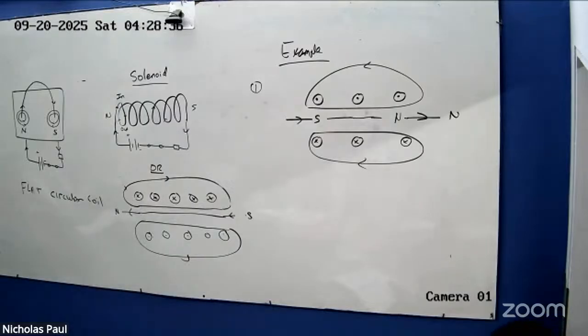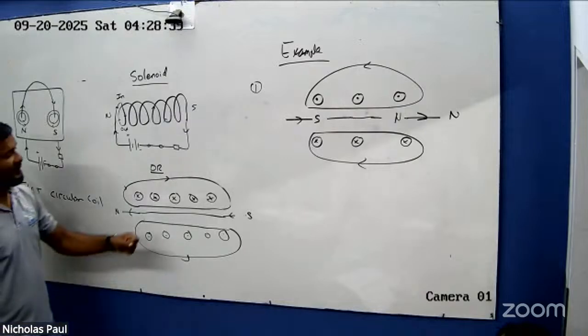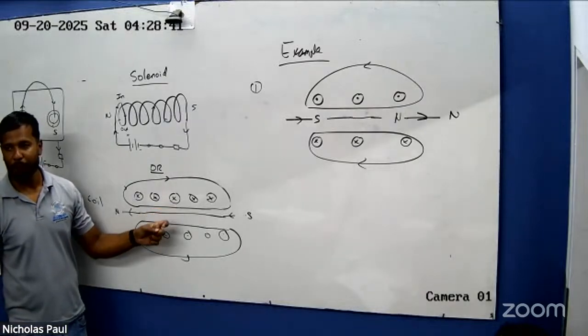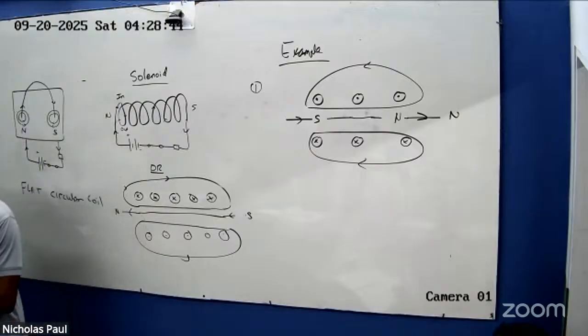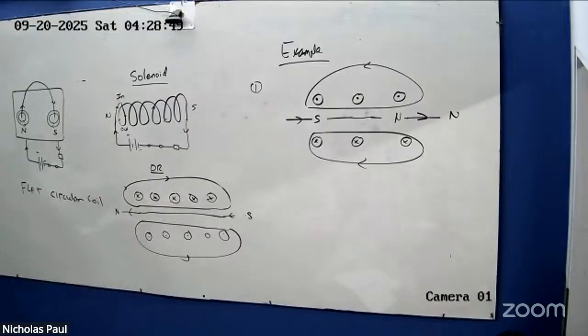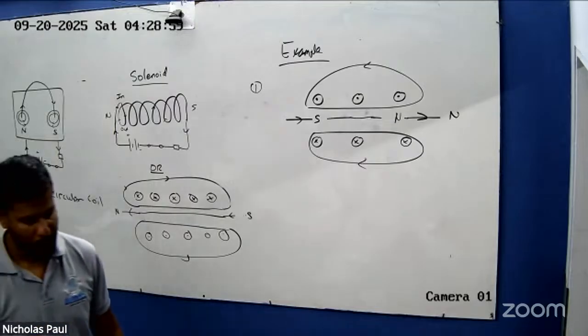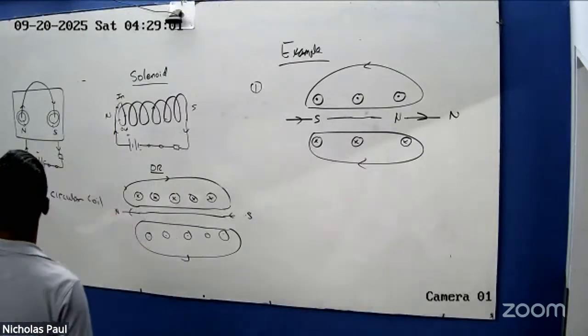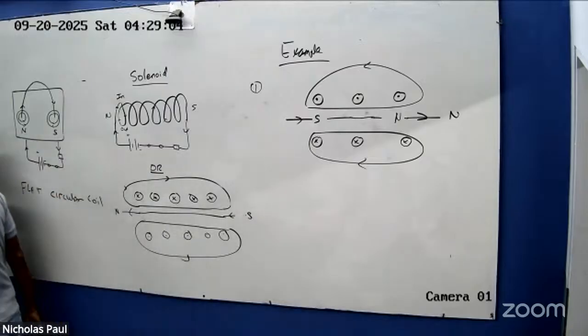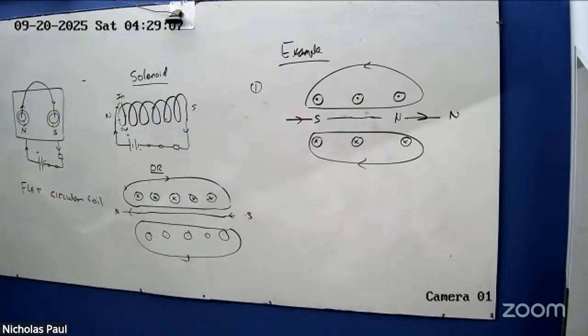Here's what we're gonna do now. Now we're gonna take a current carrying conductor and put it in a magnetic field. Next heading: current carrying conductor inside a magnetic field.